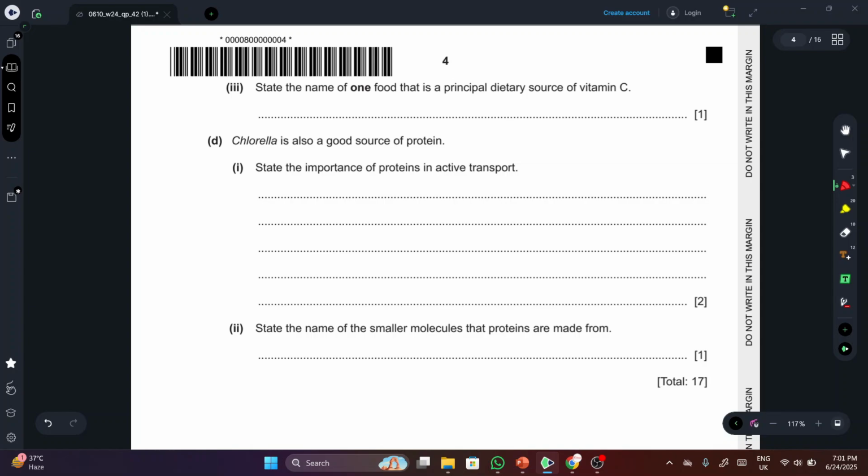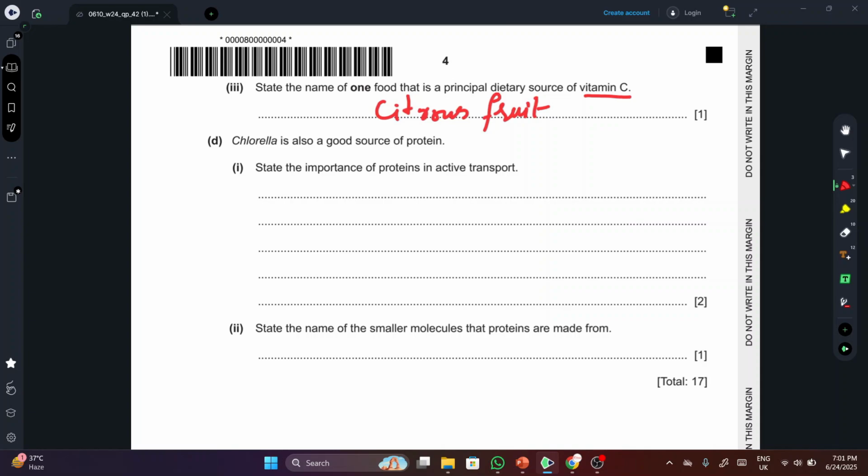So you will give the reference of the table and then give the answer. State the name of one food that is a principal dietary source of vitamin C. So for vitamin C, the source is all the citrus fruits. You can give lemon, orange, or simply citrus fruits, because every citrus fruit contains vitamin C.